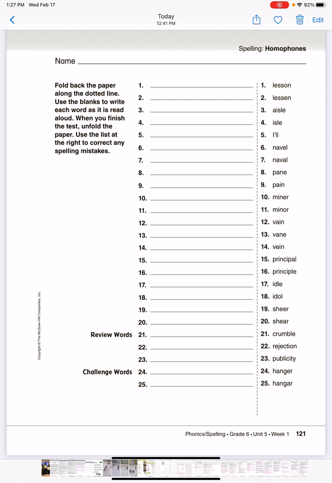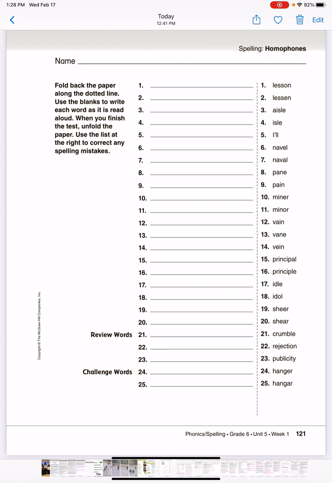6 and 7, navel and naval. Navel with an EL refers to your belly button region, whereas naval with an AL refers to the Navy. 8 and 9, pane. Pane, P-A-N-E, is a square piece of something like a pane of glass, whereas pain, P-A-I-N, is discomfort.